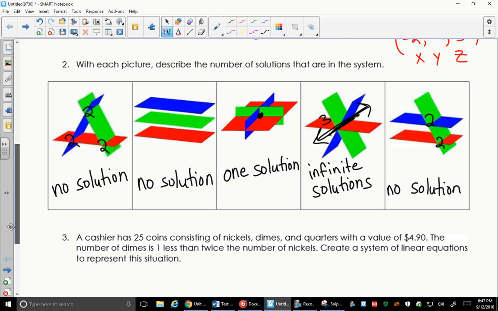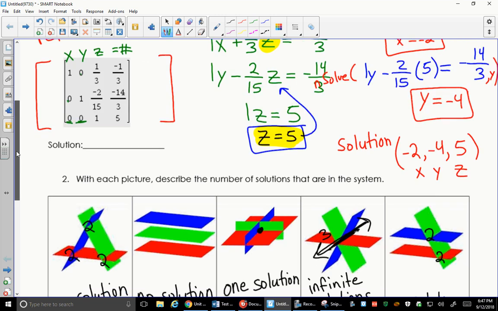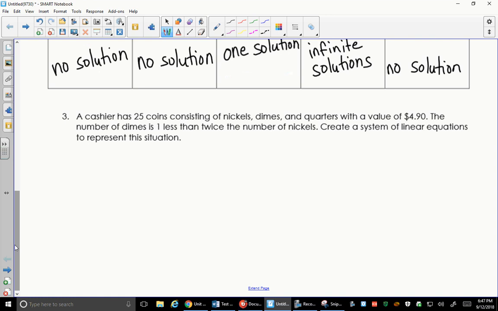All right, so our next problem is, let's take a look at a word problem and how to set that up. Two of the equations are pretty easy, but there's going to be those compare statements that get you. One of the things we talk about is coins, and we're talking about nickels, dimes, and quarters.